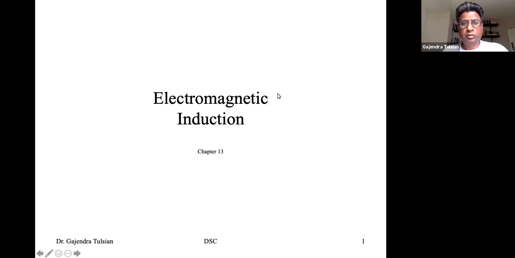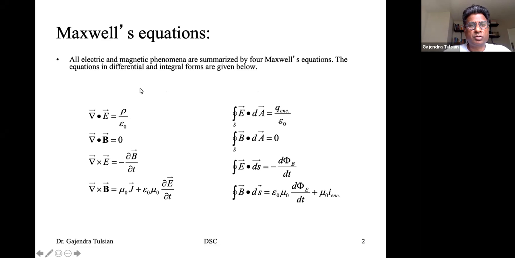Okay, so today we're talking about electromagnetic induction, and so let's go to Maxwell's equations. Again, here are the four Maxwell's equations. As we've said before, these four equations summarize all of electromagnetic phenomena.